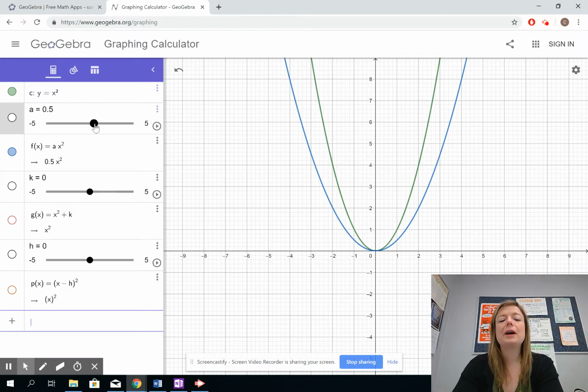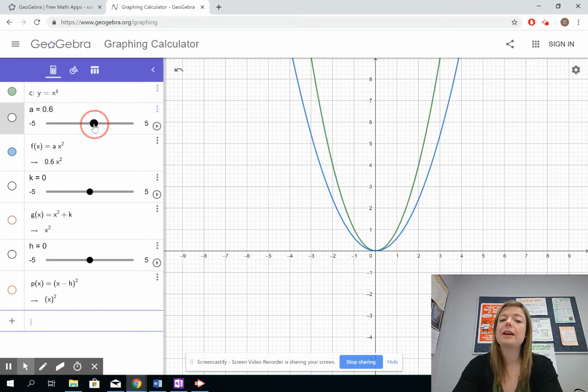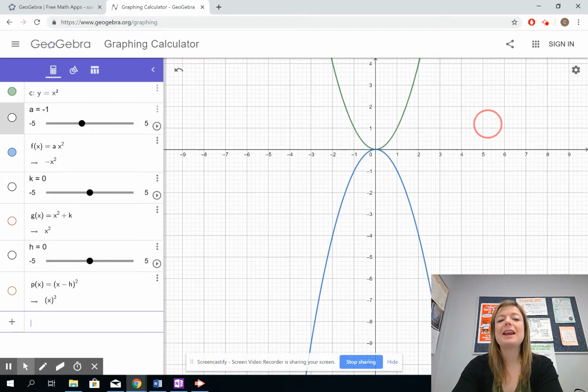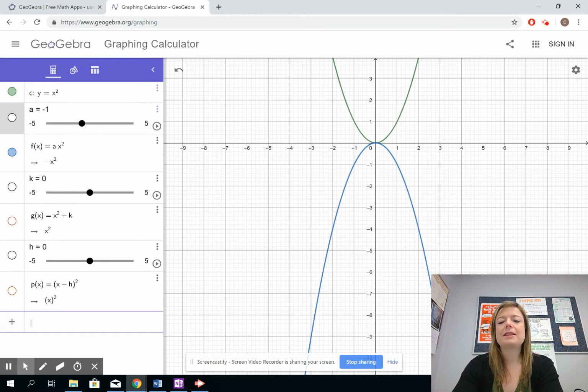Okay, now what happens if a is negative? Well, you're going to be multiplying your y values by a negative number. So when you get 1, 1, what will happen if you multiply it by a negative number? It reflects. Okay, so a negative a value means that it's reflected across the x-axis. We call this a vertical reflection.